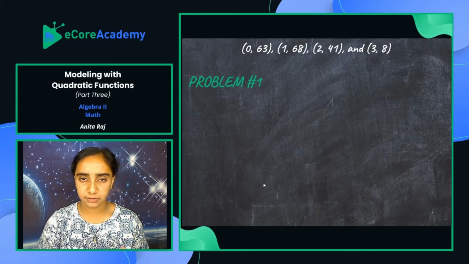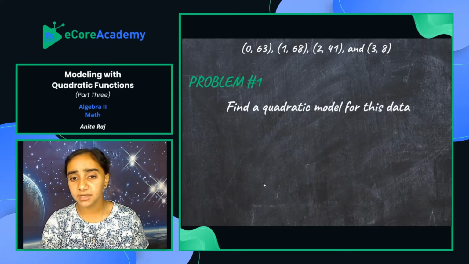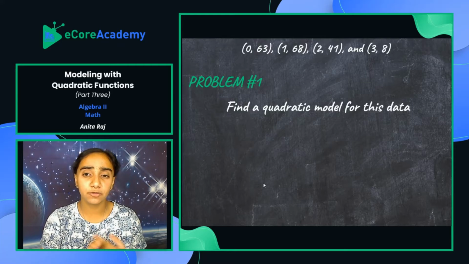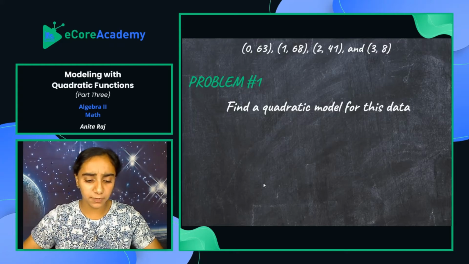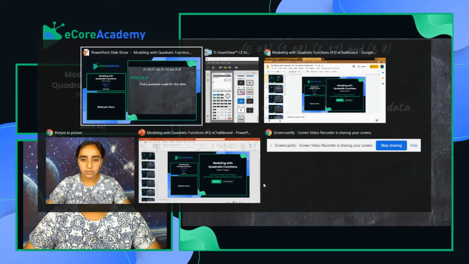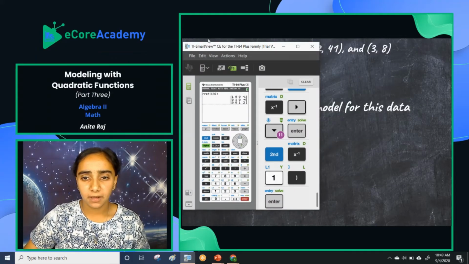So let me show you the first problem, problem number 1. I'm asking you to find a quadratic model for this data that AJ has given us. So how exactly are we going to do that? So let me pull up the calculator, because we're going to be using the calculator to do that.